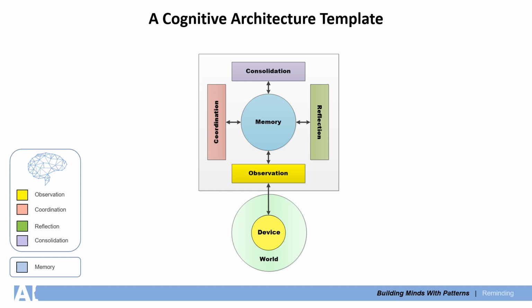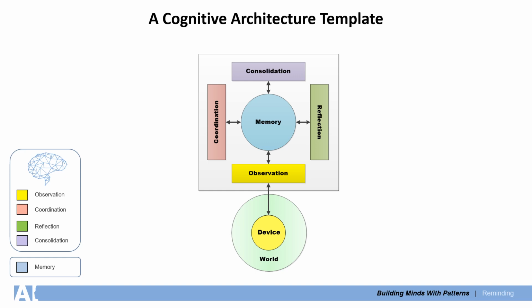We now present a generic cognitive architecture template. In essence, a cognitive architecture is a blueprint for an artificial mind. Here we see areas for observation, coordination, reflection, and consolidation, as well as a device situated in the world. In this template, we can see a device situated in a real or virtual world. This device communicates with a cognitive system through observation components, which store input from the device into the system's memory. The observation components are also responsible for communicating with the device's actuators, which perform actions in the world.